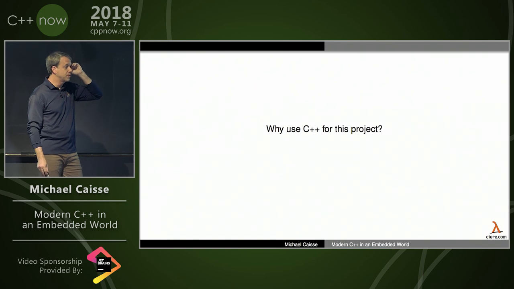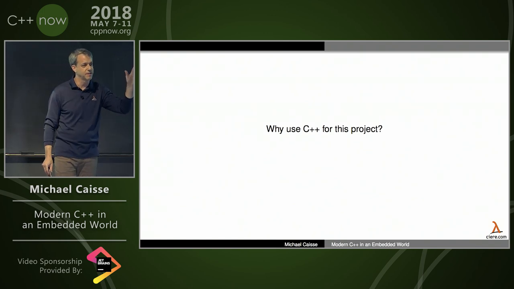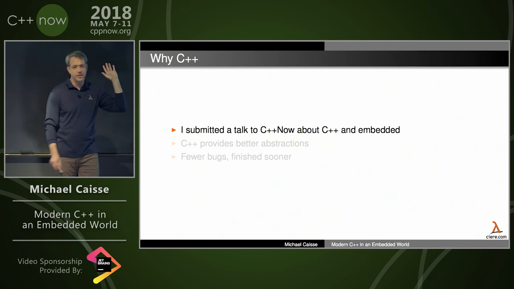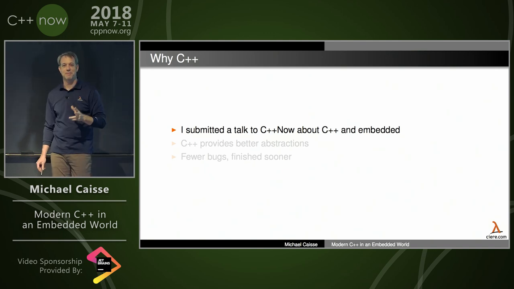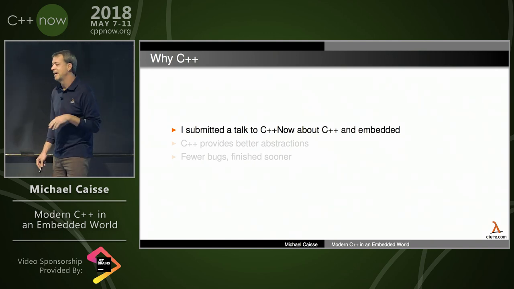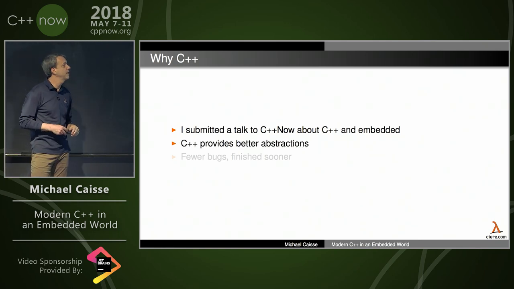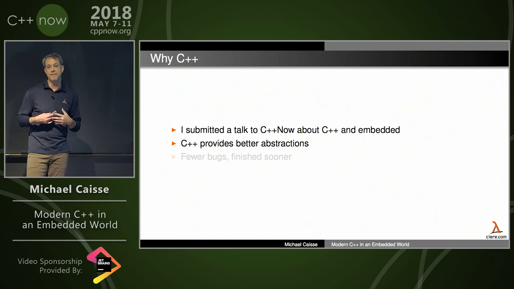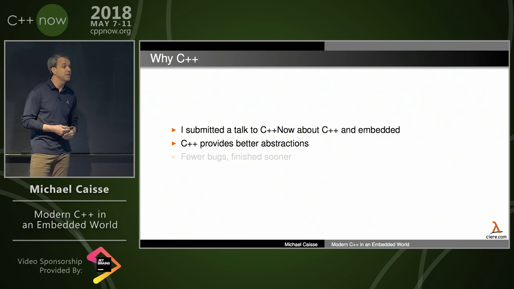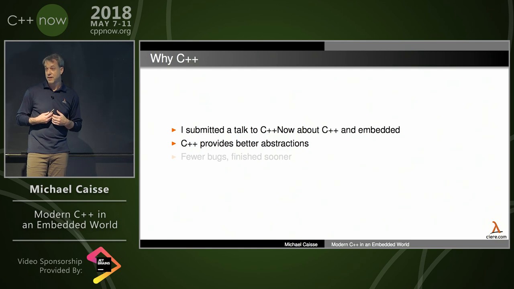Okay, so the question is, why use C++ for this project? Why not just use C like everybody else in their right mind uses C? First, I submitted a talk about this. So I have to use C++ because I don't really have another choice. I typically try to use C++ if I can for a variety of different reasons. One, it provides abstractions that I believe are easier to work with and I will have a better result in the end. I'm able to think about problems at a higher level. Now, what's interesting is what I think is a good thing, the majority of the embedded world thinks is a horrible thing. They hate abstractions. We will see a lot of that today.